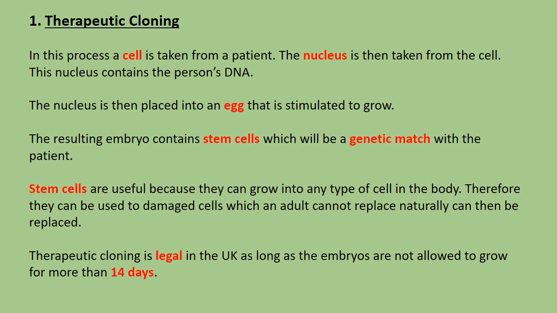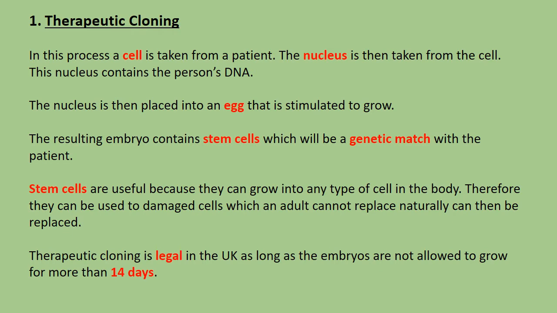So the nucleus is put into the egg, which now contains the DNA of that person, and the egg is stimulated to grow. The embryo that is created by putting the nucleus in the egg and having it grow could grow into a human being. And the embryo contains what's called stem cells. Now, those stem cells, because they've got the DNA of the person who's ill in them, will be a genetic match for that person.